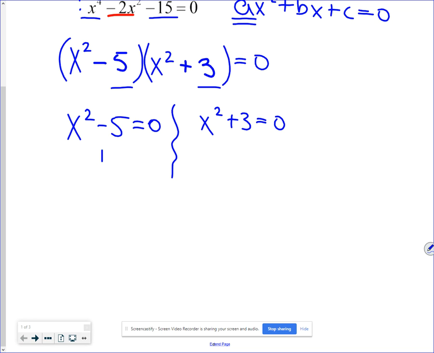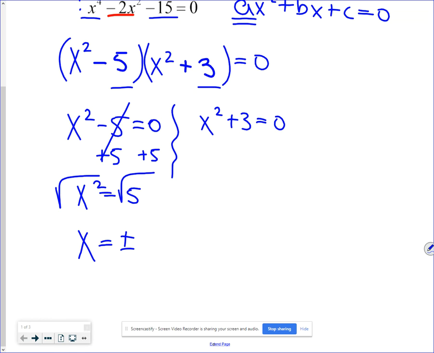On this first one, we would add 5 to both sides of the equation. We end up with x squared is equal to 5. And then I take the square root. I'm using the square root method. You just got to remember, when you use the square root method, you always got to put plus and minus on the right-hand side, with the number you're taking the square root of. The square root of x squared is just x. And the square root of 5 is just the square root of 5. We can't reduce that. So two of my roots for this fourth degree polynomial are positive and negative square root of 5.